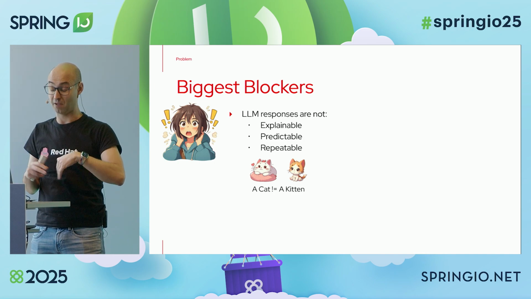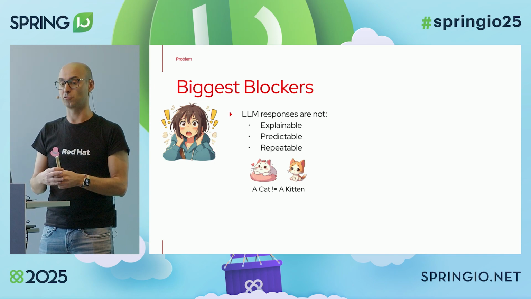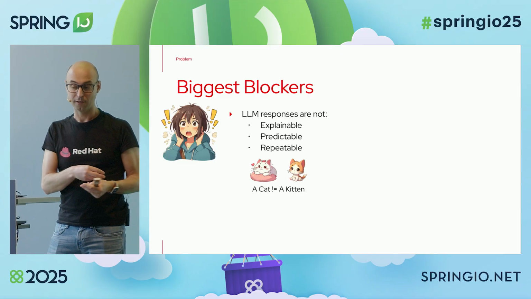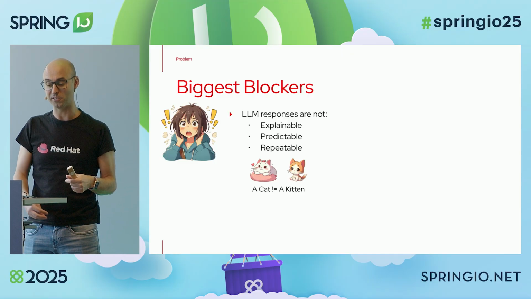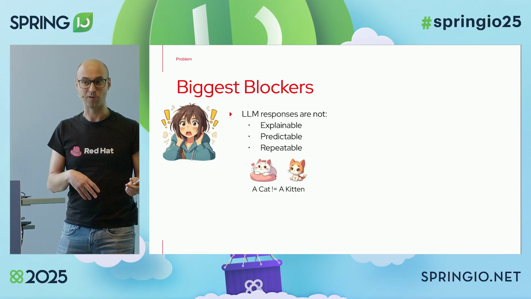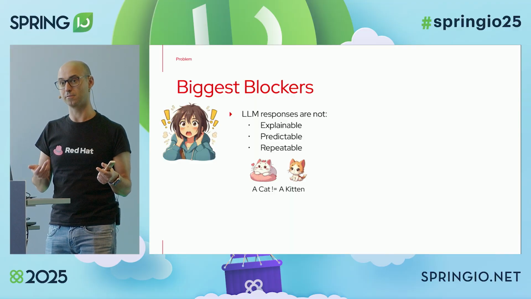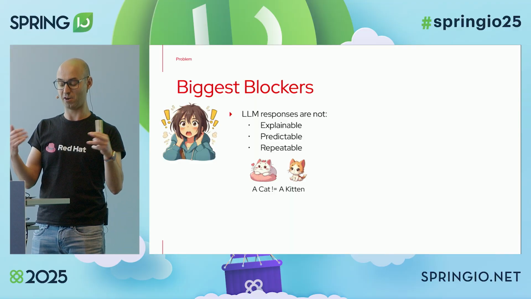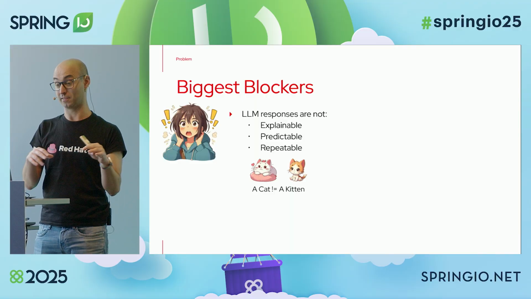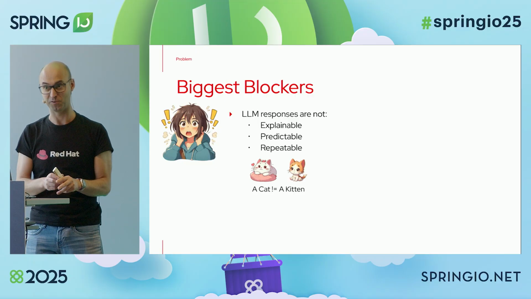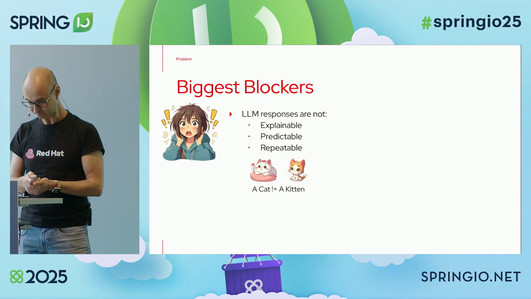Maybe you ask a question and it returns, oh yes, this is a cat. And then the next time, maybe it says, this is a kitten. So how can you test this, right? You can say, okay, it's more or less the same, but if I do "this is a cat" equals "this is a kitten", it will return false. So, okay, this is a problem.